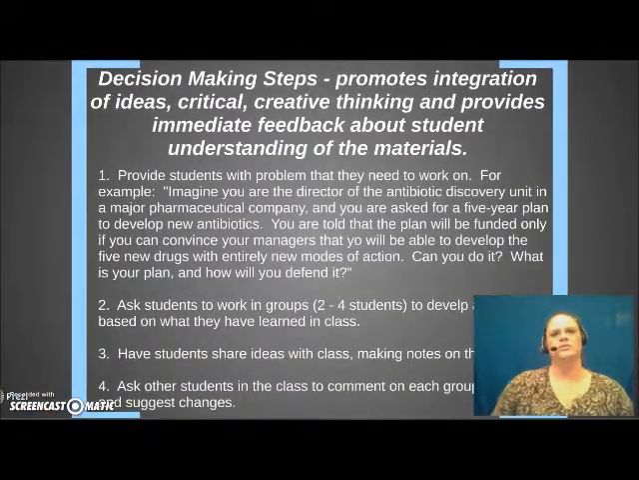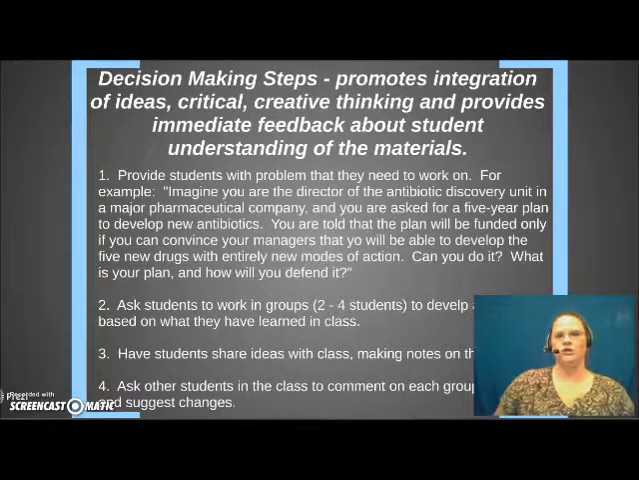Our last suggestion would be decision making. This would promote integration of ideas, critical and creative thinking, and it gives them feedback on what they're working on. This would be the scenario where you might give them something to think about, something that they're looking to try to fix or come up with a plan for.